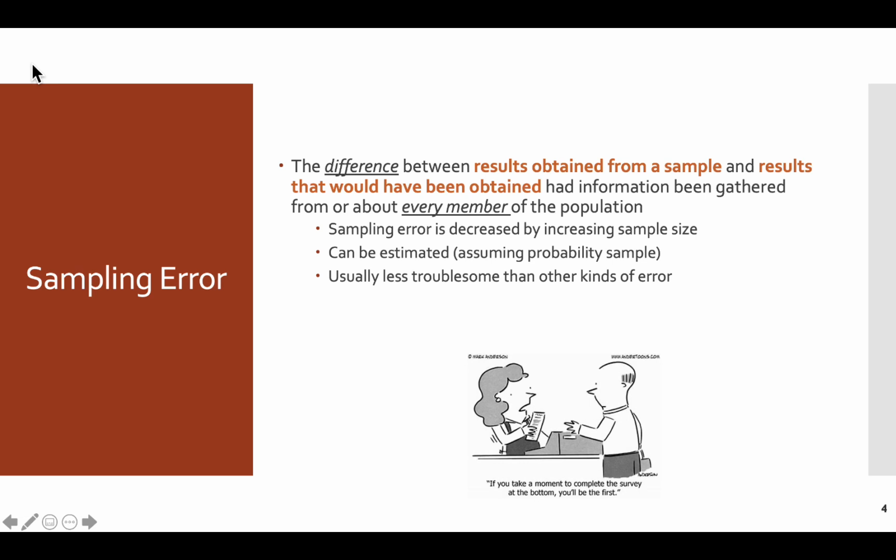The first one is sampling error. This is the difference between the results obtained from the sample and the results that would have been obtained if you were to gather the information from every member. The error is decreased by increasing the sample size, and it can be estimated assuming a probability sample. So it's usually less troublesome than other types of errors. Remember when we looked at the confidence interval, we want to make sure that we fall somewhere within that range of confidence. It's something to keep in mind, but also something that we try to control with statistics.